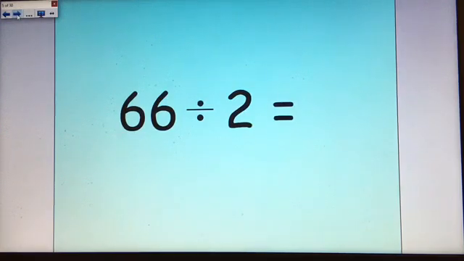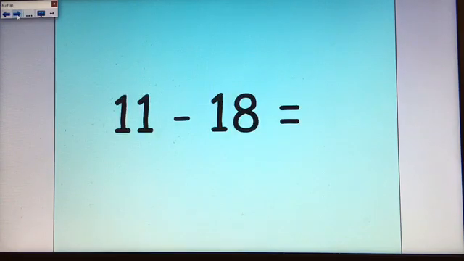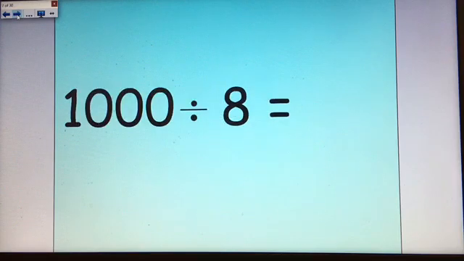66 divided by 2, 33. 11 subtract 18, minus 7. 1,000 divided by 8, 125. So for that one, I knew that a quarter of 1,000 was 250, and then I just halved a quarter to make 125.